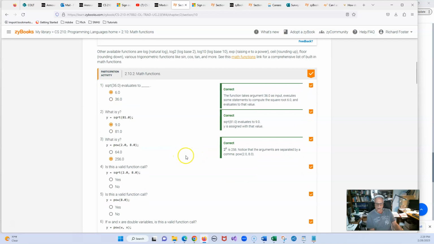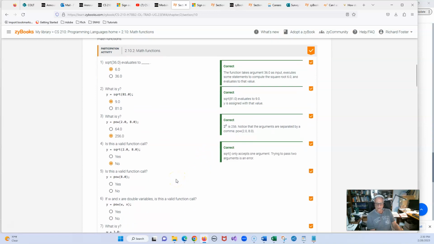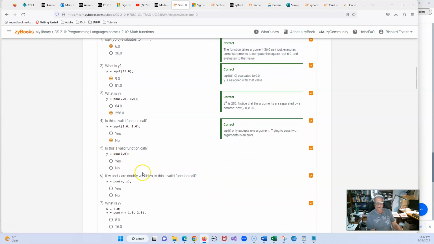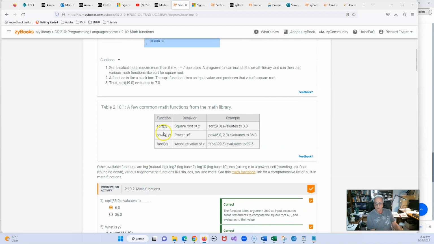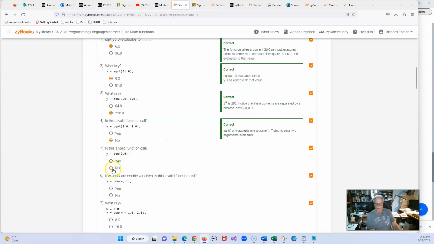And that's easily done. And is this a valid function call? Well, if you take a look at the prototype for square root, it only has 1 parameter. Here they're doing 2 parameters. So the square root just is the square root. So this should not be a valid function call. So we'll put a big fat no here and see what happens. Is this a valid function call? Power of 8. Well, let's go back to our definition where it takes 2 parameters. So you have 2 parameters here, x and y. This is absolutely not correct.